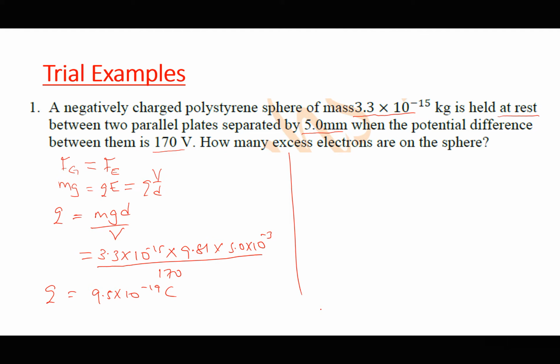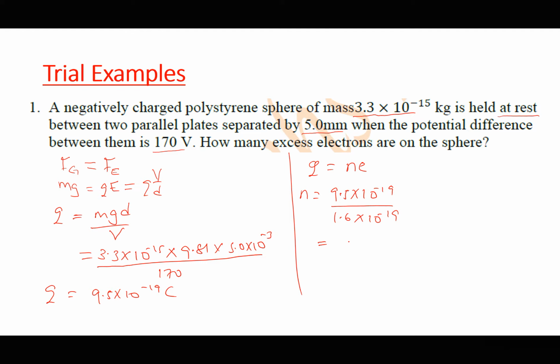Now that is the total charge of the polystyrene sphere. But how many excess electrons do we have? We know that total charge should be equal to the number of electrons times the charge of an electron, because charge takes on values which are multiples of the elementary charge. That means the number of electrons is going to be equal to Q, which is 9.5 times 10 power negative 19, divided by 1.6 times 10 power negative 19, because the elementary charge is 1.6 times 10 power negative 19.